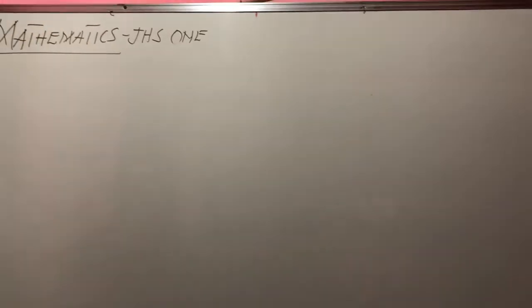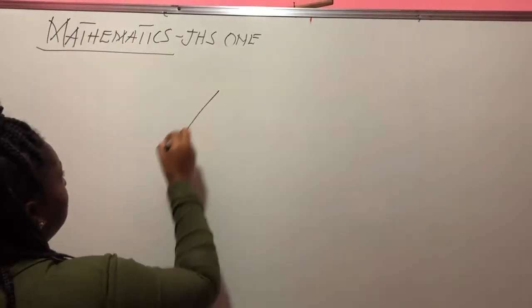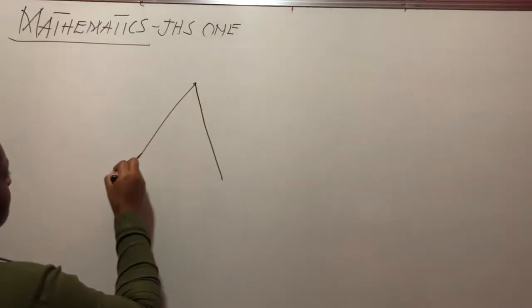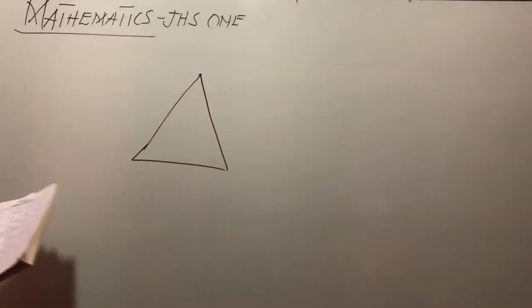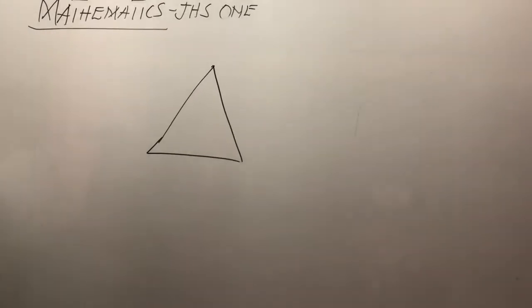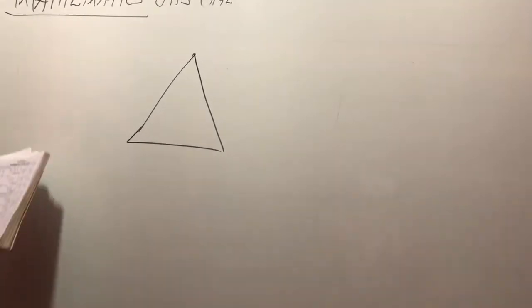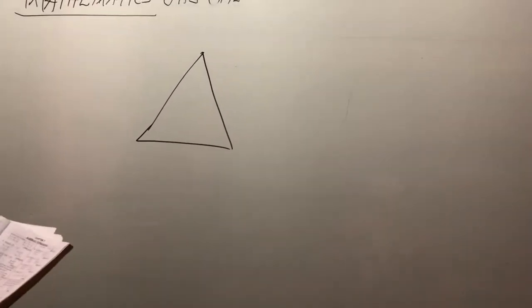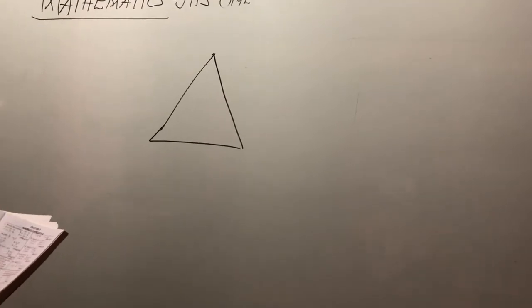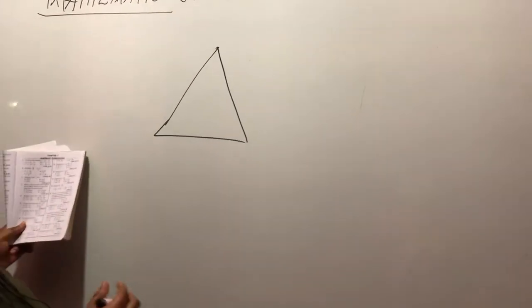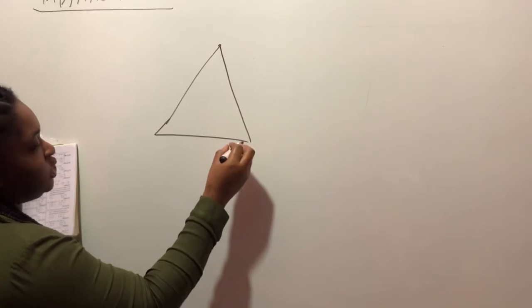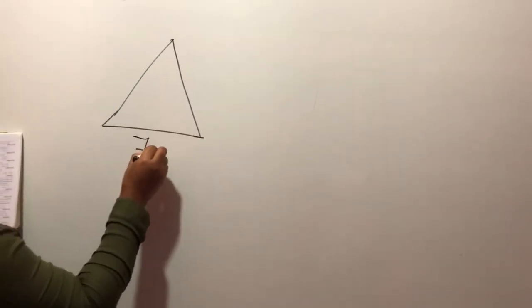So question 15 says that the base of an isosceles triangle is 7 centimeters long. So let's have a sketch of an isosceles triangle. Now you know isosceles triangles have 2 of their sides equal and 2 of their angles equal. So what are they saying? The base of an isosceles triangle, this is the base of the triangle. So this is 7 centimeters.